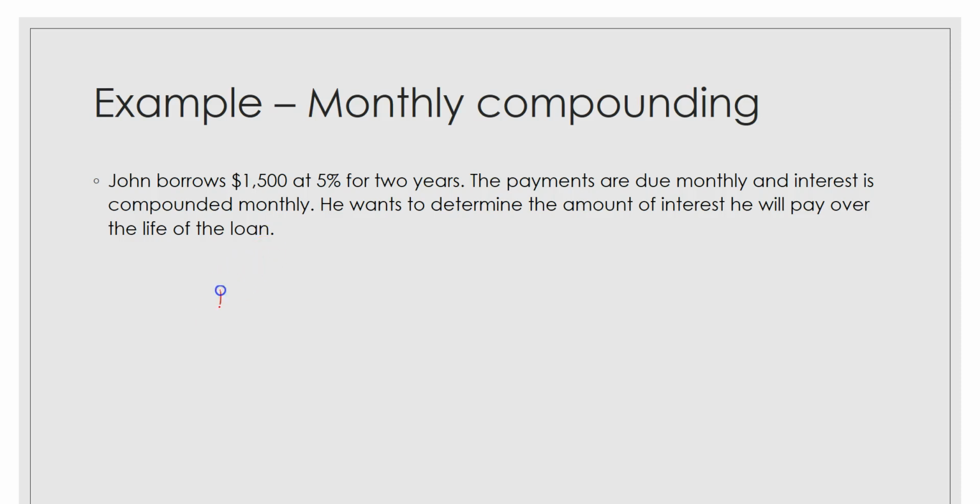So let's draw a timeline. Today, he borrows $1,500. He is going to make monthly payments. And at the end of those 24 months or 2 years, he will have a loan balance of $0. So every month, he is going to be paying some amount, and this is what we first want to calculate, the amount that we're paying.